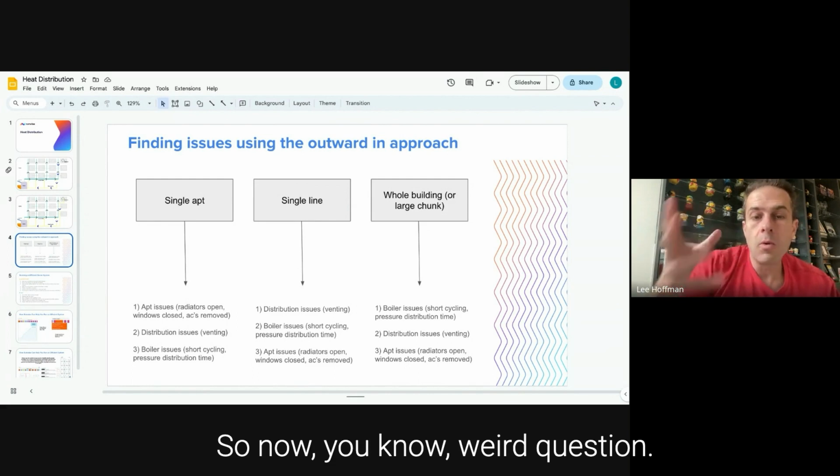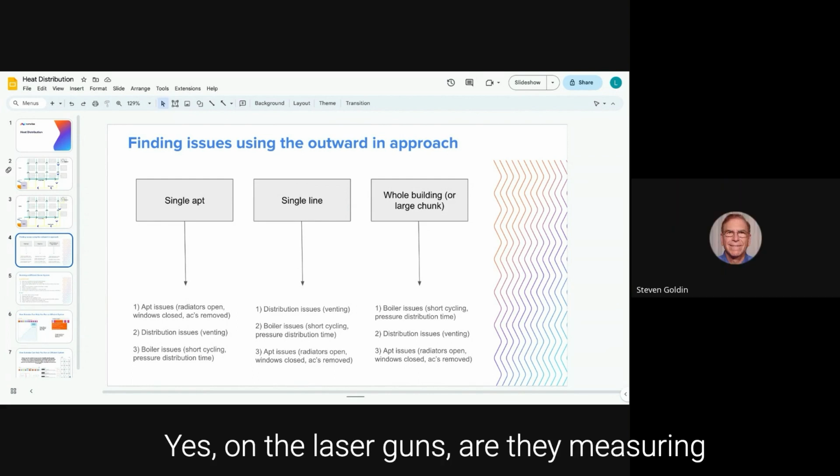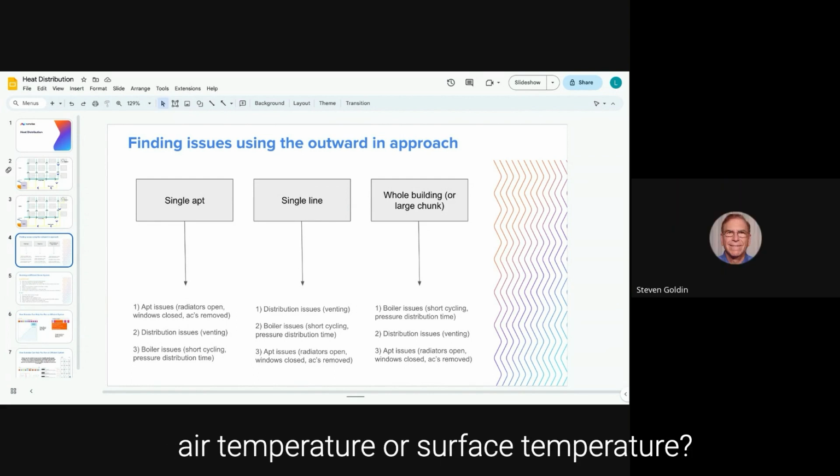So now you know. Lee, a question. Yeah, shoot. On the laser guns, are they measuring air temperature or surface temperature?